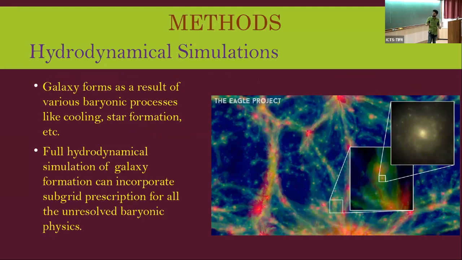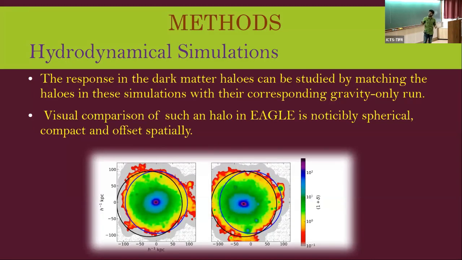For this, we use hydrodynamic simulations, as many of the speakers have talked about. These hydrodynamic simulations evolve a cosmological volume with both gravity and a baryonic component, with lots of astrophysical processes like galaxy formation through cooling, star formation, feedback, etc. With such a simulation, we compare halos with a corresponding simulation where only gravity is present, and we see how the halos are different.